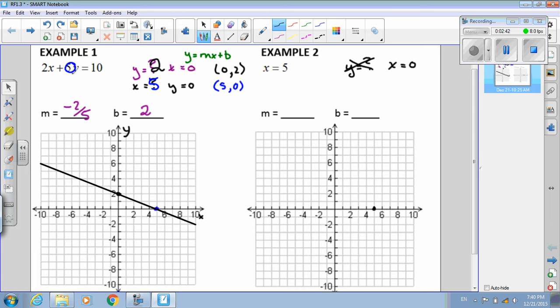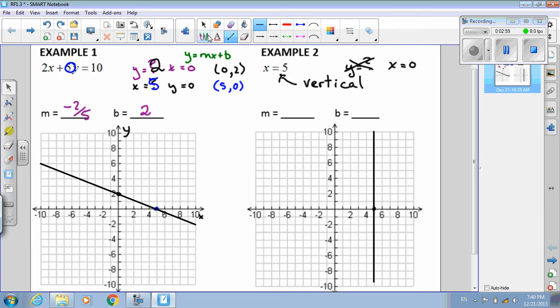So this is actually representative of a vertical function. So basically a straight line all the way up and down. So we can draw that quite easily right here. So this line here represents x equals 5 at every point. If I were to ask you what is the y-intercept, there is none.